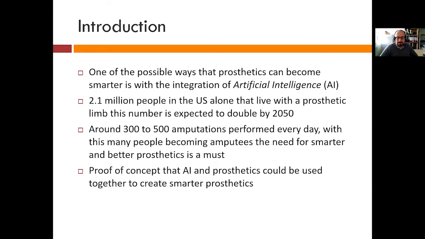We focus in particular on upper limb prosthetics and robotics, and in particular on robotic hands. But what we're going to show can also be extended to other systems, not necessarily upper limb, not necessarily hands. We're going to show you a proof of concept that AI and prosthetics can be somehow integrated. So that's the idea.